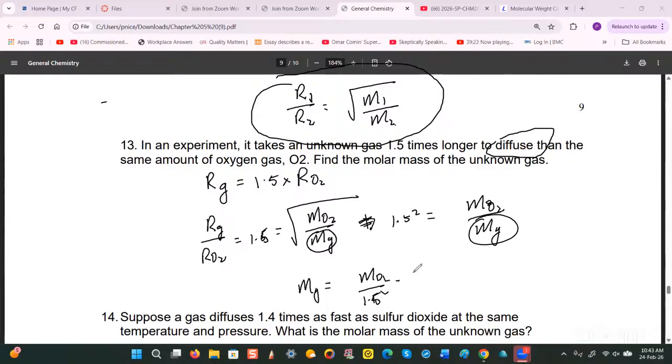All right, so this is going to be equal to 32.00 grams per mole divided by 1.5 squared. So 32 divided by 1.5 squared, and according to my calculation, rounded off to 2 sig figs, this becomes equal to 14 grams per mole. I have a funny feeling I did something wrong. Let's see here, 1.5.